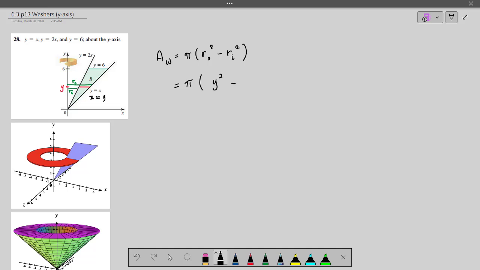How about R sub I? Y over 2, exactly. When we isolate the x here, we divide both sides by 2, and we get y halves. So y divided by 2 is going to be the inner radius. It's the distance from the axis of rotation over to the first curve. And then we square it. So that's going to be minus y squared over 4.